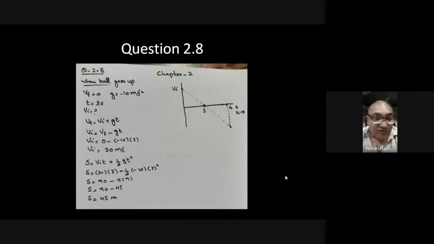The first equation of motion, Vf equals Vi plus gt. And if you want to find out the Vi, if you make the Vi subject of the formula, the gt will go on the other side, it will be subtracted. So Vi equals Vf minus gt. Put the values there. Vf is 0, minus g value is minus 10, and the t value is 3.